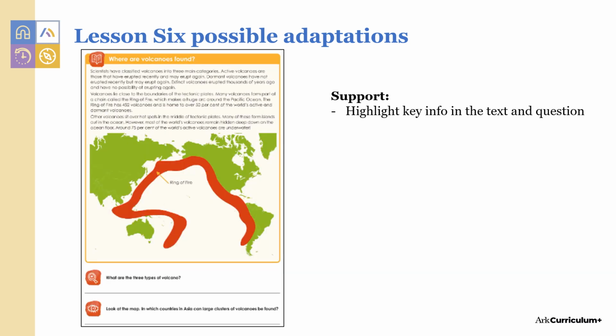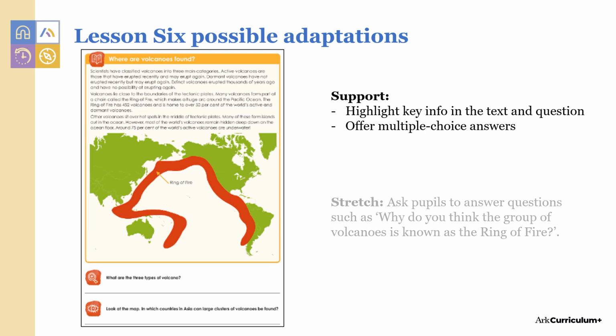In lesson 6, you can continue to highlight the key information in the text and question and offer those multiple choice answers. Stretch pupils by asking them questions such as, why do you think the group of volcanoes is known as the Ring of Fire?